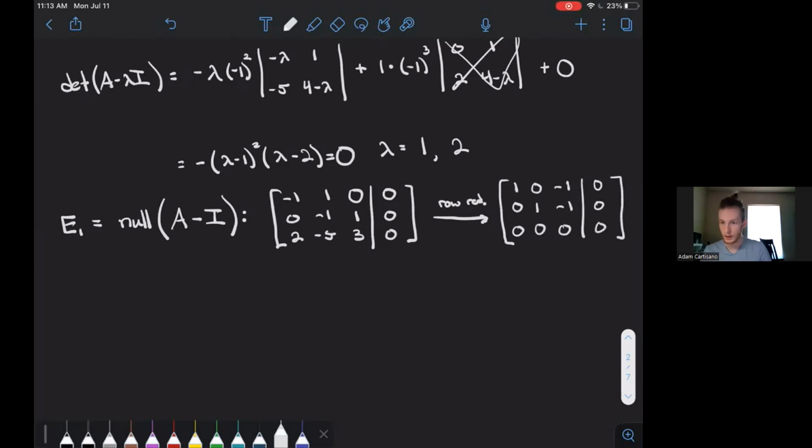Notice we got a row of all zeros. That was guaranteed to happen, but you should think about why it was guaranteed to happen. We also have a free variable, which was totally necessary. So x3 is free, the third variable in this homogeneous system. So we'll set t equal to x3.